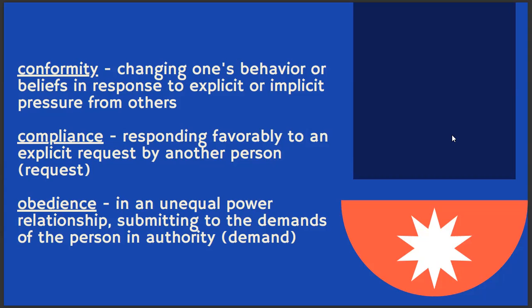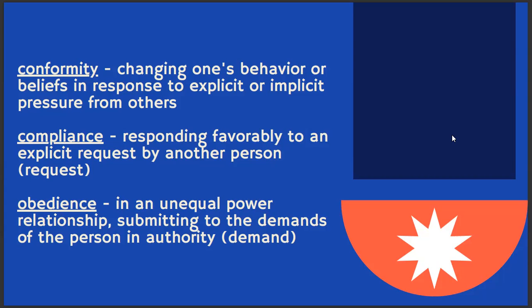And the next is obedience. It's, in an unequal power relationship, submitting to the demands of the person in authority. So this is like me as your instructor, the person teaching this class, telling you to do something. I'm telling you to do your journals. I'm telling you to read your syllabus and remember when your tests are. That is me telling you what to do. And because I have a little bit of power over you as your instructor, there's an unequal power relationship. So you are submitting to the demands that I'm giving.